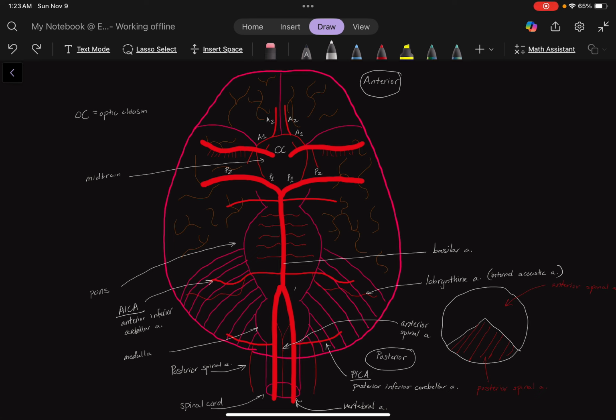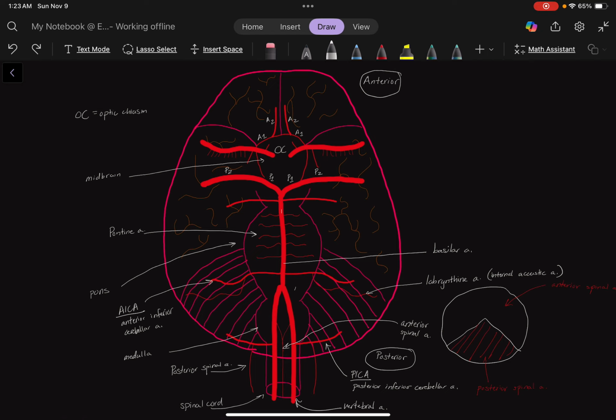So as we keep going, you're going to be seeing all these little branches of arteries. These are called the pontine arteries, okay? And why are they called the pontine arteries? Because like I said, this is the pons right here. This whole thing is the pons. So the pontine arteries are going to supply the pons, okay?